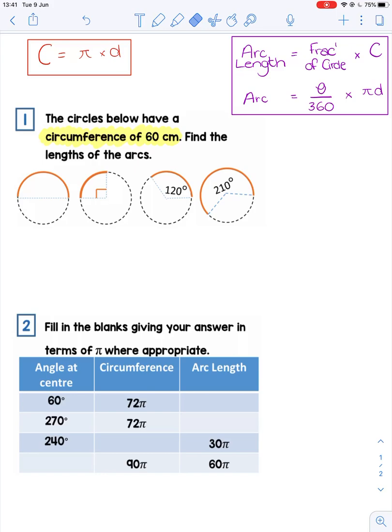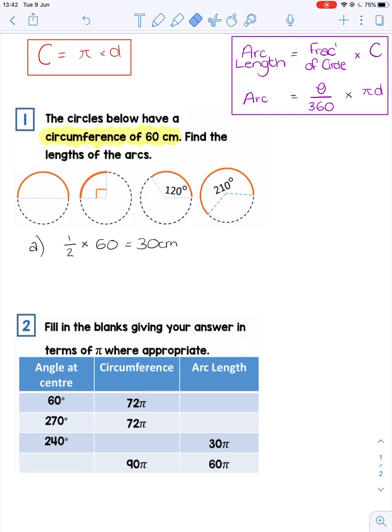In the first question, you can see they've been kind. They've actually told us the circumference, so we've got a little bit less work to do. So question A, that first one, how much of a circle have we got highlighted there in orange? We've got half of a circle. So that orange length is going to be half of the circumference. So 30 centimetres.